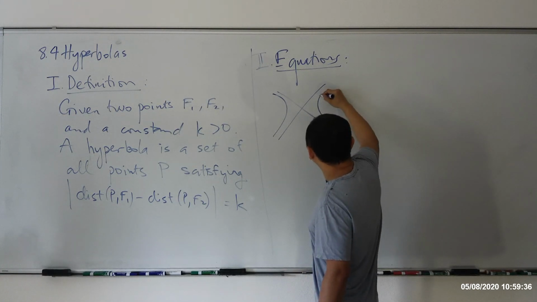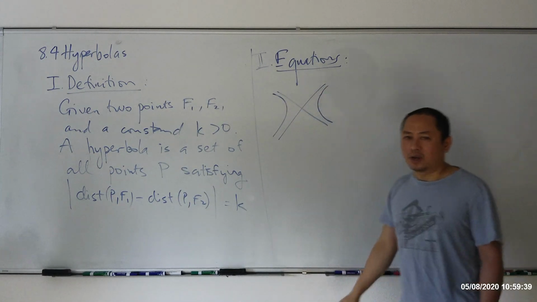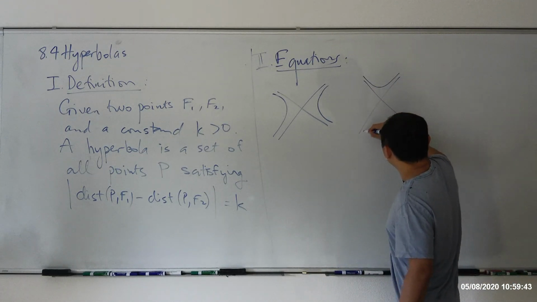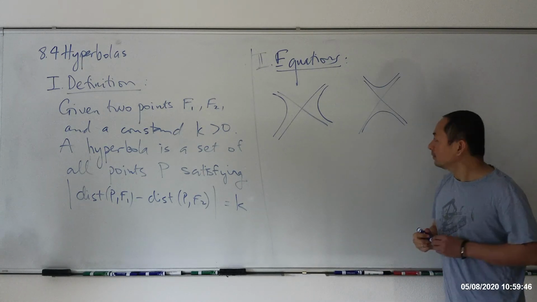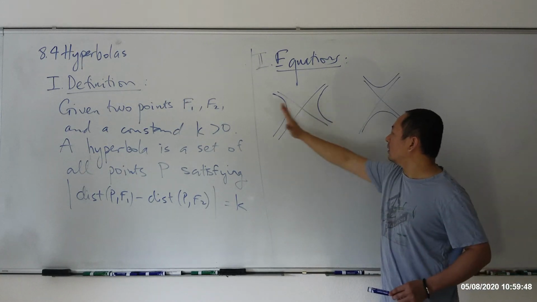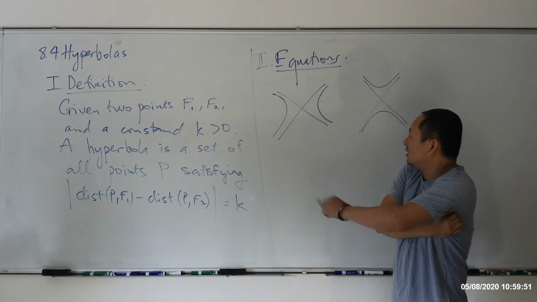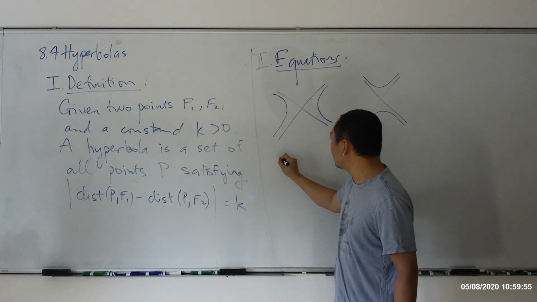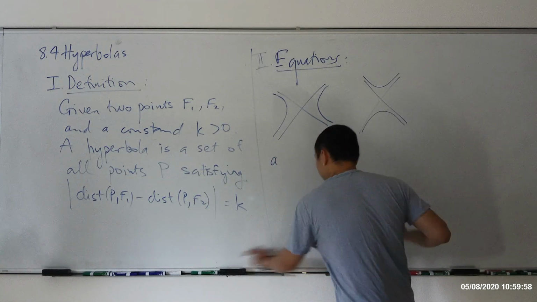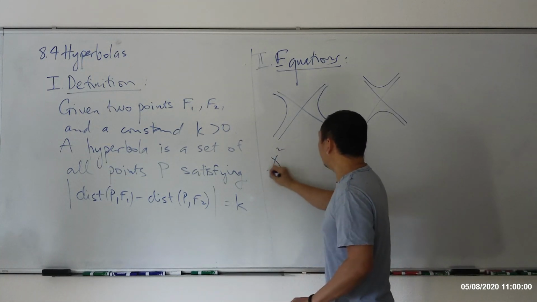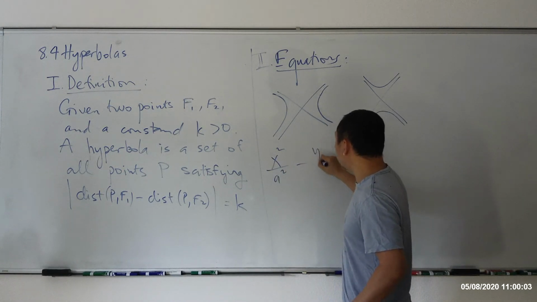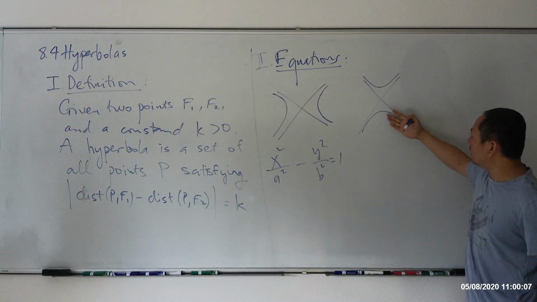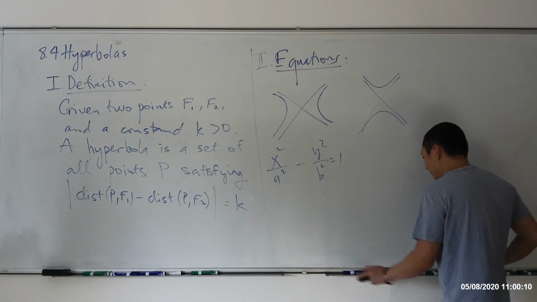Okay? So let's call it the horizontal hyperbola, or left-right hyperbola. And the second type of hyperbola is this way. It's going to be up-down. Okay? So the first type right here, the horizontal hyperbola, goes in the x direction. So x is going to be positive and y is negative. So the equation for this one is going to be x squared over a squared minus y squared over b squared equal to 1.